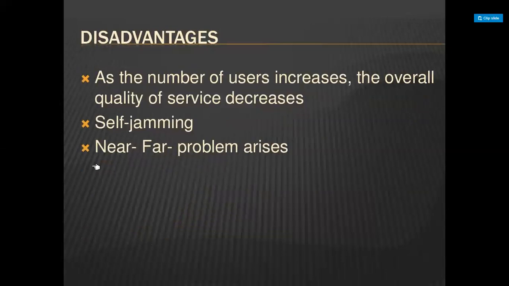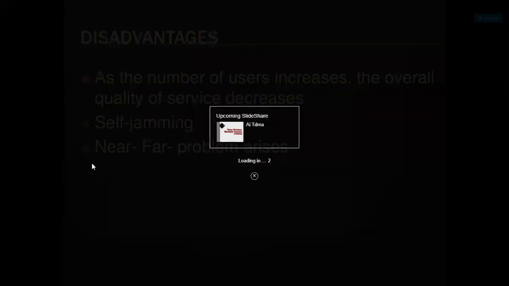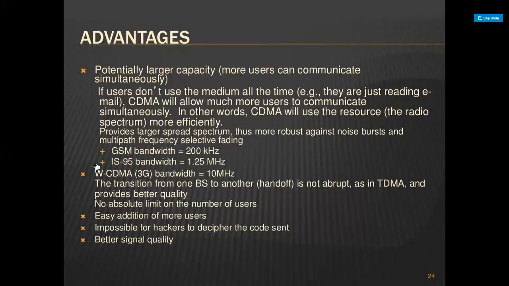And disadvantages: if the number of users increases, then the system performance cost also increases. Self jamming also occurs. The near-far problem occurs due to the noise floor after decorrelation, which can be reduced using power control. So this is the explanation of multiple access techniques: CDMA, TDMA, and FDMA.